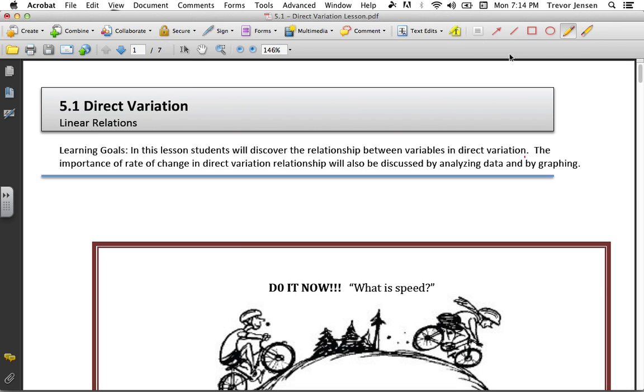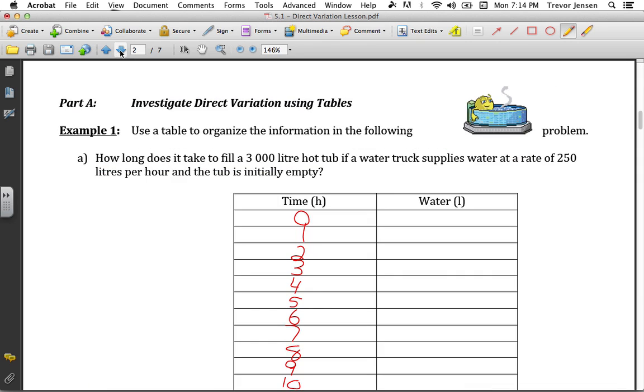So in this lesson, what you're hopefully going to learn how to do is you're going to learn what a direct variation is, and you're also going to learn the importance of a rate of change in a direct variation relationship. And we're first off going to start by discovering what a direct variation relationship is by looking at some tables of values and looking at the rates of change of the variables.